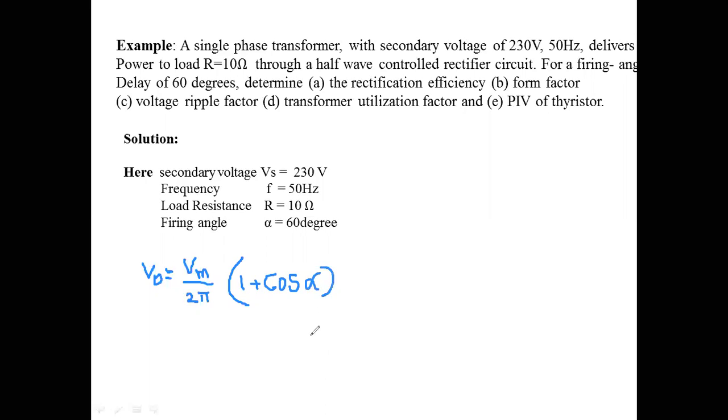Okay, this is the average output voltage. While determining the rectification efficiency, we have to know the average power output across the load, that is the DC. You have to calculate the average voltage first. If you observe, this is nothing but the V maximum. Whenever it is V maximum, we have the formula: V maximum is root 2 VRMS value.